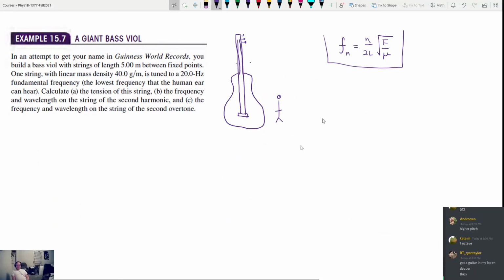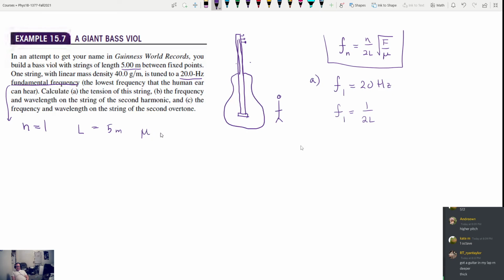Okay, so let's do this. Part A, tension in the string. So what do we know? We know that 20 hertz is the fundamental frequency, so that tells us that n equals 1, and that means that f sub 1 is 20 hertz. What we want to solve for is the tension. So let's write our equation out. f1 would be 1 divided by 2L. We're given that the length of the string is 5 meters, and we're also told that the linear mass density, mu, is 40 grams per meter. I'm going to go ahead and convert that to 0.04 kilograms per meter.